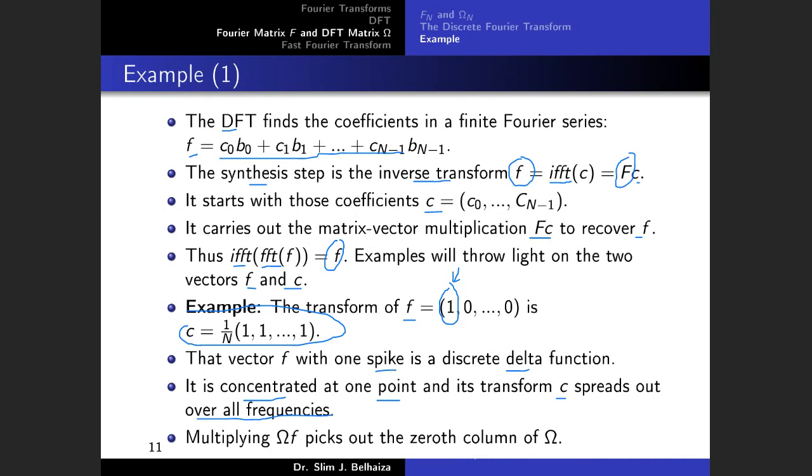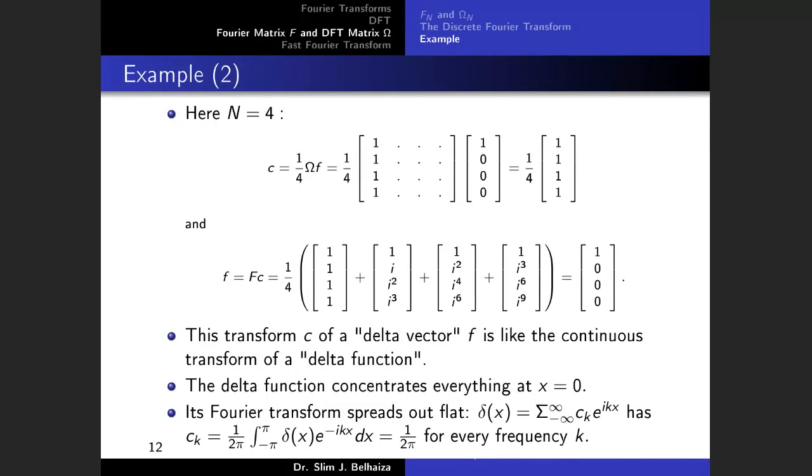So if you multiply omega by F, you are taking out the zeroth column of omega. As you can see here, for n equals 4, for example, how do I obtain C? This is F as you see it. I have only the first entry, which is 1, and I'm multiplying by the omega matrix, divided by n. I'll show the multiplication in detail in the next slide. If I do the multiplication, from (1, 0, 0, 0), which is F here, I get the C vector, which is 1 over 4 times (1, 1, 1, 1).